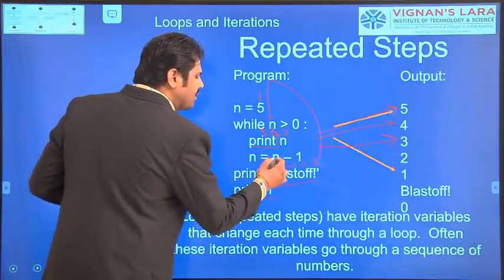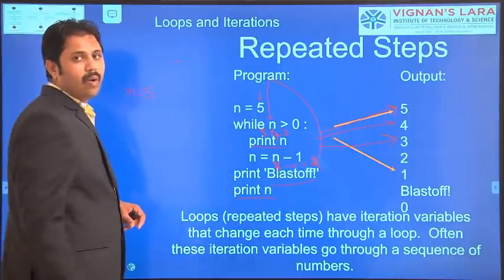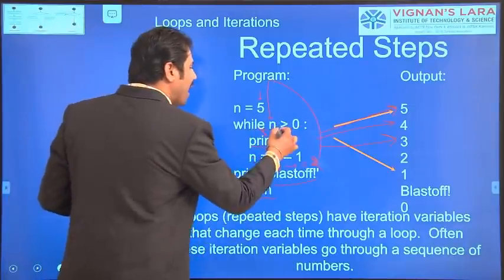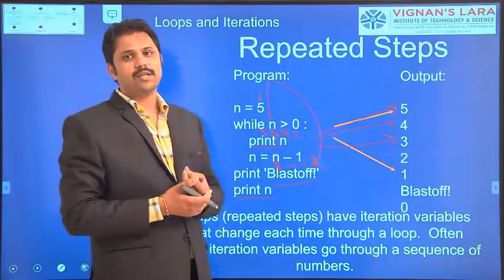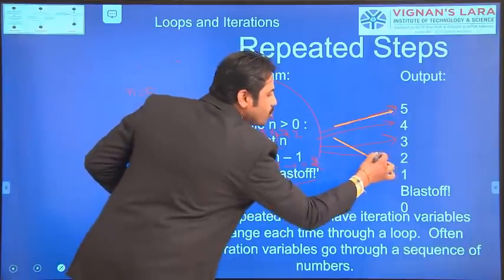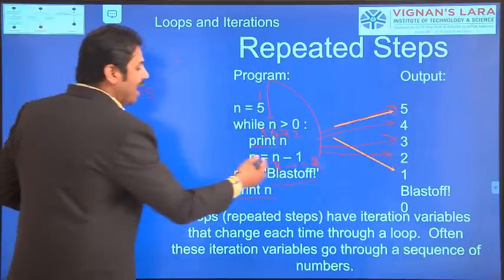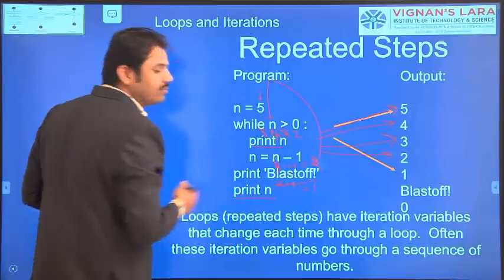Here 3 minus 1 equals 2. Now n is 2. Again come back. This is over. Now it is 2. 2 is greater than 0. Yes, the condition is true again. Print n. It's going to print 2. And 2 minus 1 is 1.